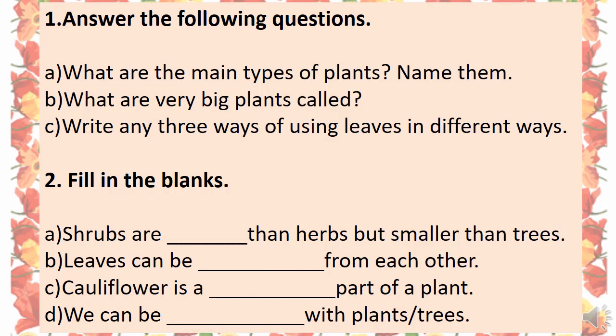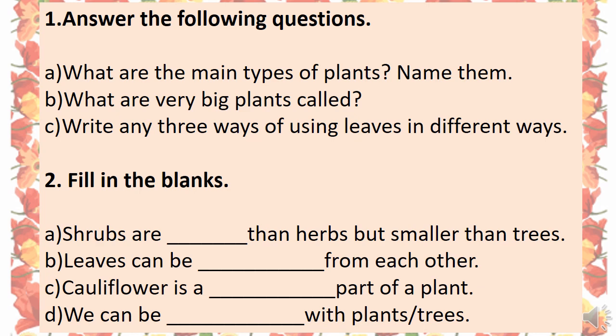The first question says, answer the following questions. A part, what are the main types of plants? Name them. B part, what are very big plants called? C part, write any 3 ways of using leaves in different ways. So children, you can pause the video here, write your answers in the notebook, and then you can go to the next question.